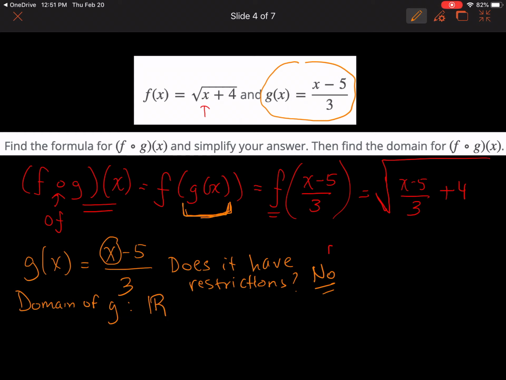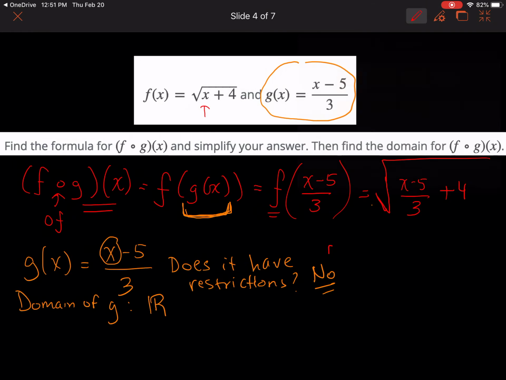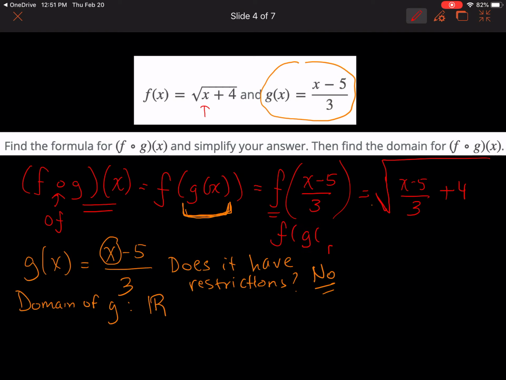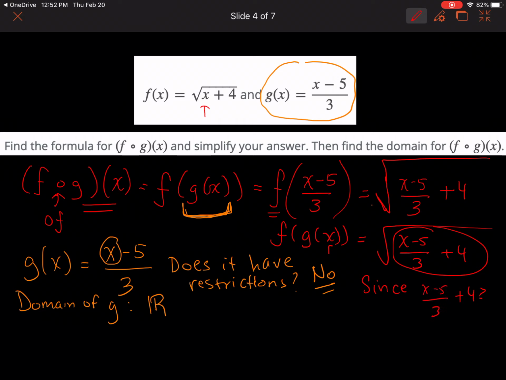That was us looking at the input function. Now we're going to examine our f of g of x function, which we have found to be this x minus 5 divided by 3 plus 4, all under a square root. We know that the inside of our square root will need to be greater than or equal to 0. Since x minus 5 divided by 3 plus 4 has to be greater than or equal to 0, that means that x minus 5 divided by 3 has to be greater than or equal to negative 4.